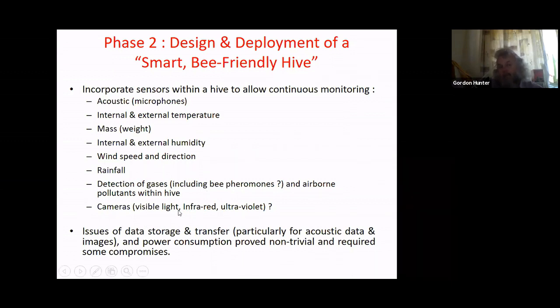Ideally, we'd like to be able to monitor the hive using computer vision, both externally to see bees coming and going. We have done some work on that. But also internally. Now, inside the beehive, it's pretty dark. I suppose you could light it artificially, but that might be disruptive to the bees. But we could use instead different bands of electromagnetic radiation, for example, infrared or ultraviolet cameras that might be able to detect the bees moving inside the hive as well. Now, there are issues with data storage and data transfer.